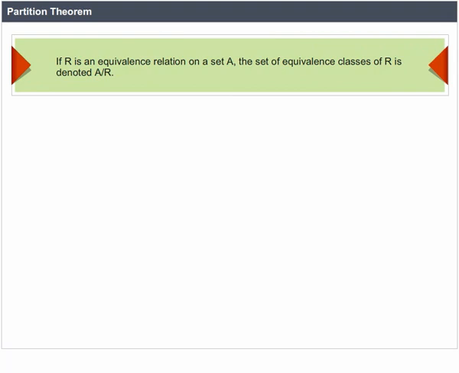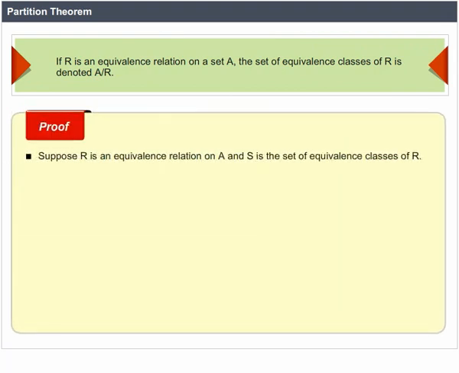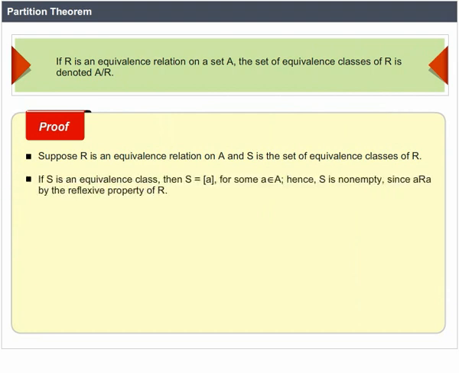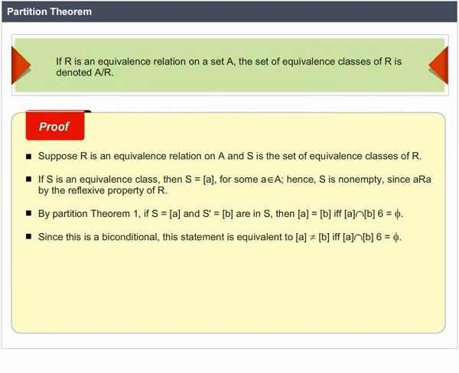Proof. Suppose R is an equivalence relation on A and S is the set of equivalence classes of R. If S is an equivalence class, then S equals the class of a for some a belongs to A, hence S is non-empty since a is related to a by the reflexive property of R. By partition theorem 1, if S equals the class of a and S dash equals the class of b are in S, then the class of a equals the class of b if and only if a intersection b is not empty. Since this is biconditional, this statement is equivalent to: a is not equal to b.